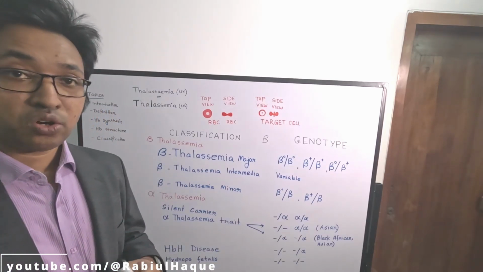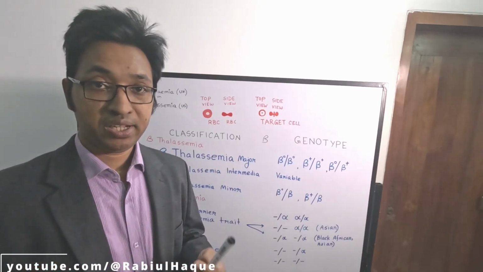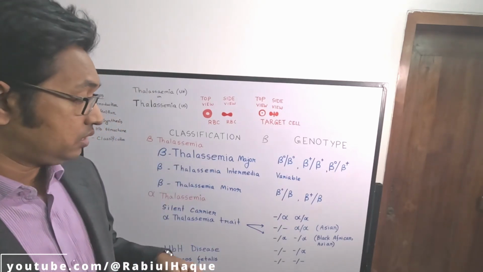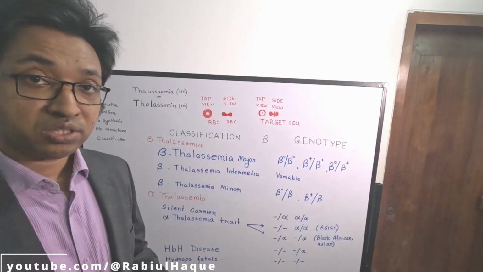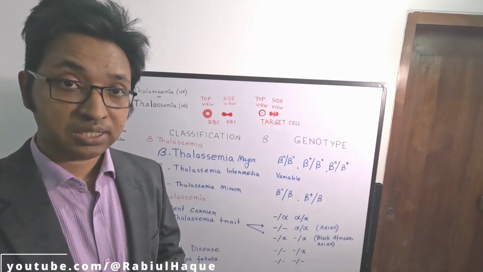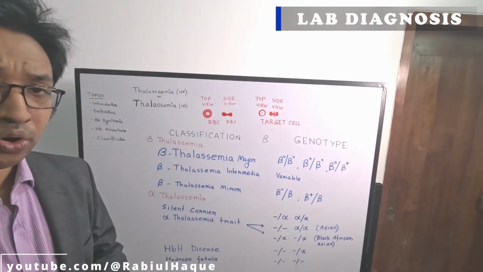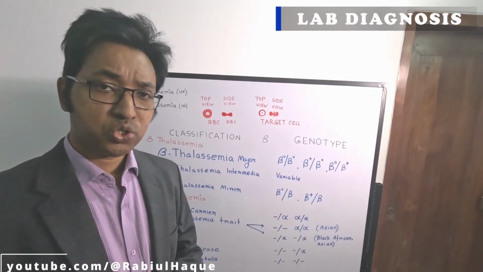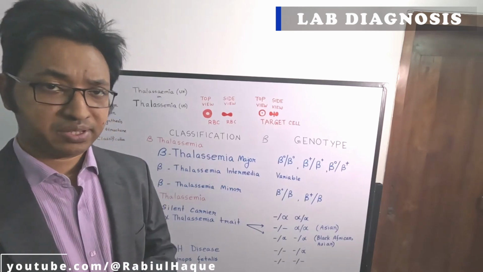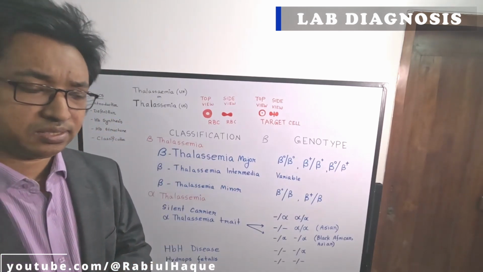So that was in short about the clinical features of beta-thalassemia major, and in case of beta-thalassemia minor, the patients are asymptomatic or mildly anemic. So now let's move on and talk about the laboratory diagnosis of thalassemia, particularly beta-thalassemia.